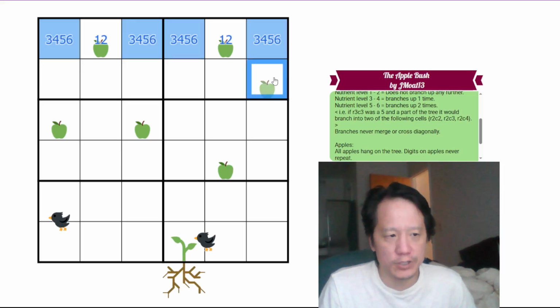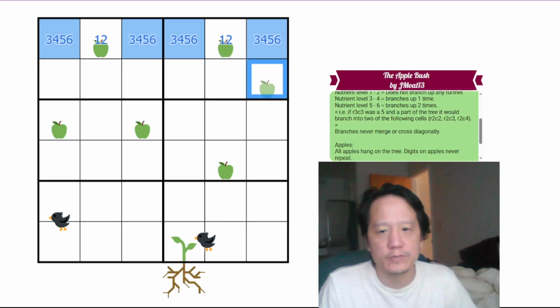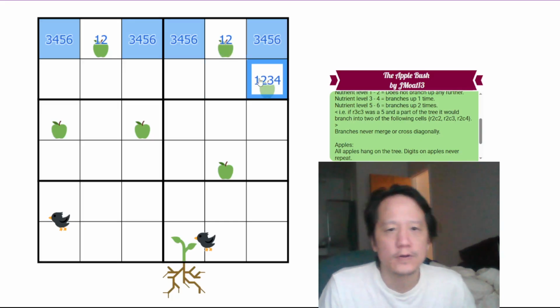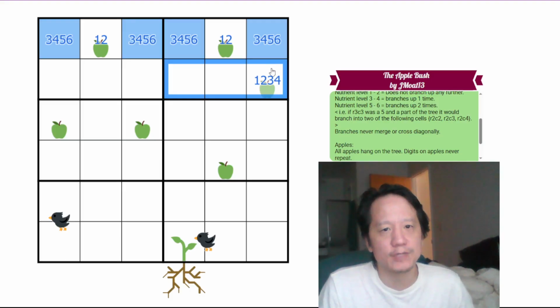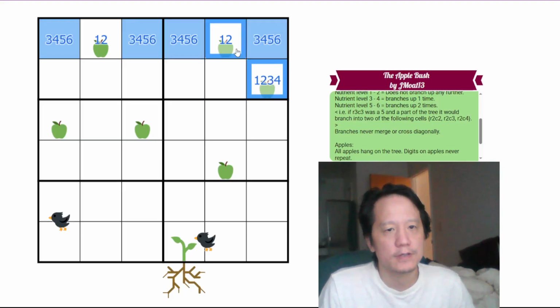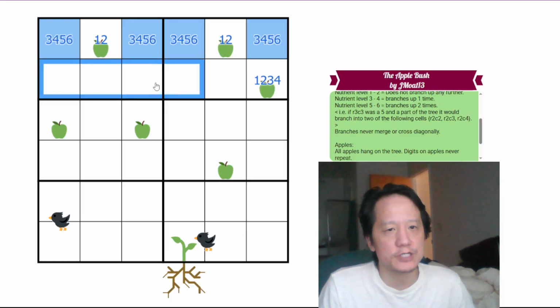There must be one here. It could stop here, or it could be 3, 4, right? Because it can only go up 1. So this could be 1, 2, 3, 4 here, because it goes up 1 here. One of these 3 digits must branch up, at least. And one of these 3 digits must branch up.